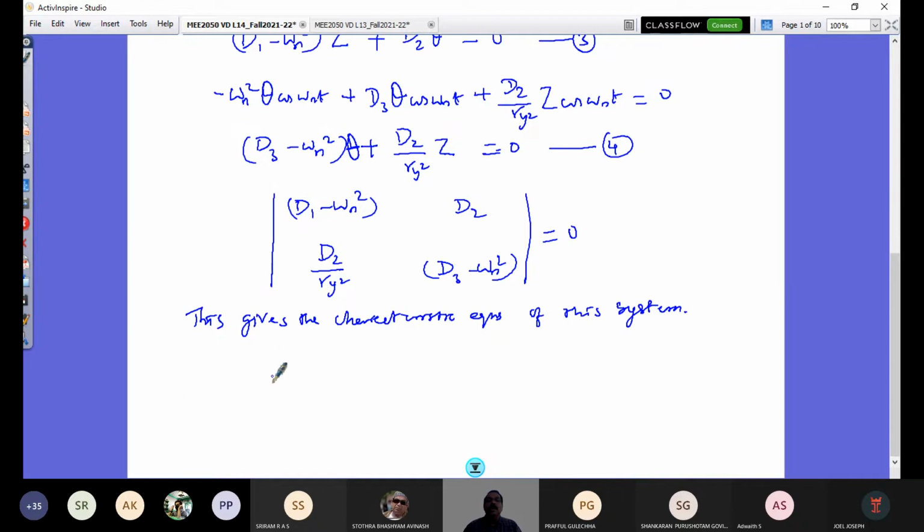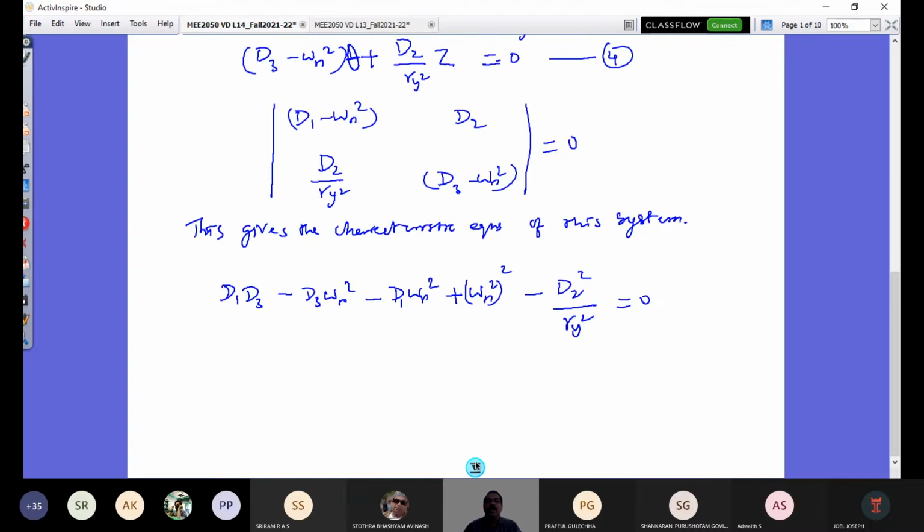So when I do this determinant, it is going to be d1 d3 minus d3 omega n square minus d1 omega n square plus omega n square whole square minus d2 square by ry square. That's equal to 0. So that's my equation here. So this equation is again interesting. It's a quadratic equation of omega n square. So let me write again.